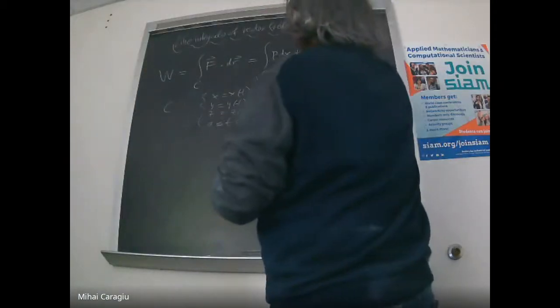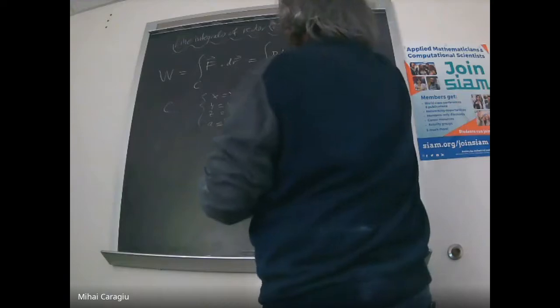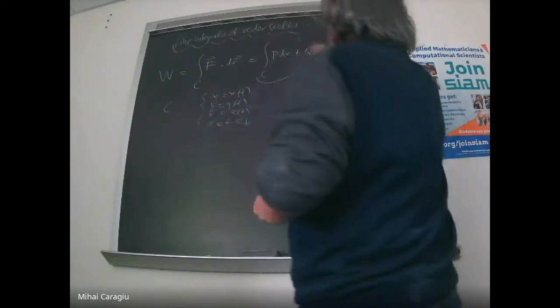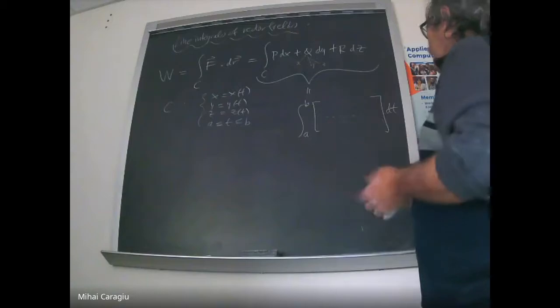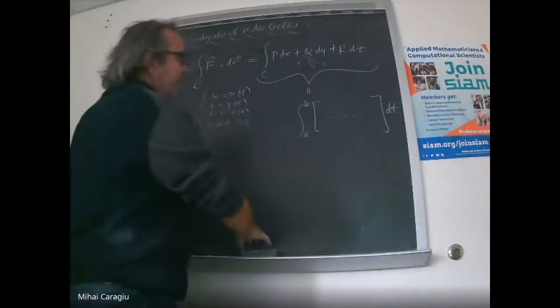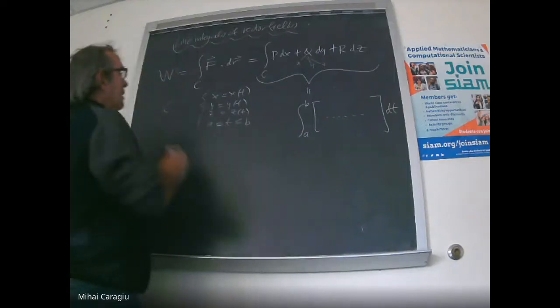Again, Q depends on x, y, and z, and x, y, z depends on t, so ultimately Q depends on t, and dy is y prime of t dt. So everything depends on t here, and whatever we get, we get a function of t times dt, and we calculate it like a normal calculus 1 type integral. So let's provide the first example.